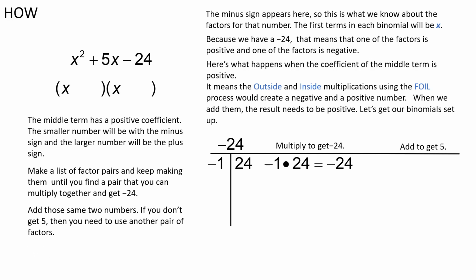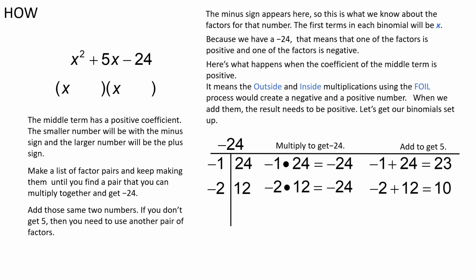Add those same two numbers. If you don't get 5, then you need to use another pair of factors. A negative 1 plus 24 is a positive 23, and we need 5, the coefficient of the middle term. This won't work, so we're going to go to our next factor pair. We have a negative 2 and a positive 12. A negative 2 times 12 is a negative 24. That's consistent with what we need. A negative 2 plus 12 is 10, and again, we need 5. This one won't work either.